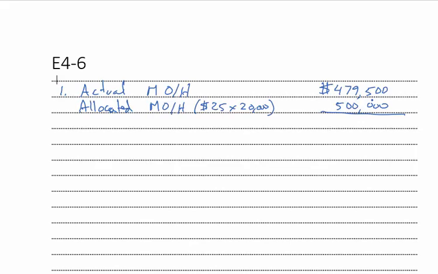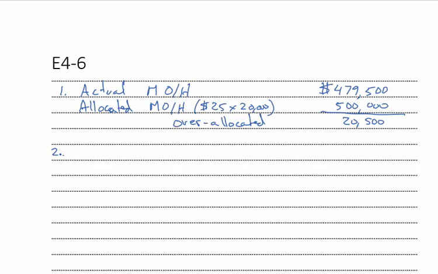And so the difference will be the amount over or under allocated. The difference is $20,500. Is it over or under? Well, let's see. Actual 480, allocated 500. We allocated more than actual, therefore it will be over allocated.